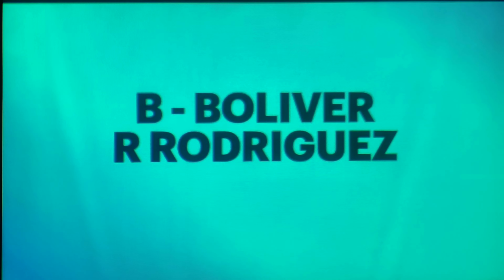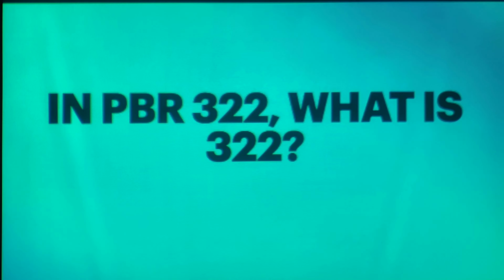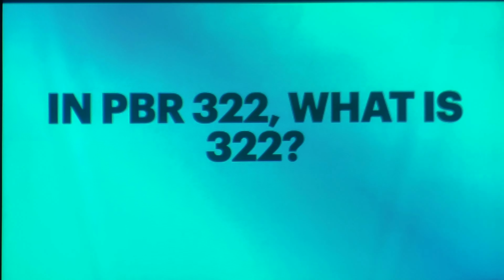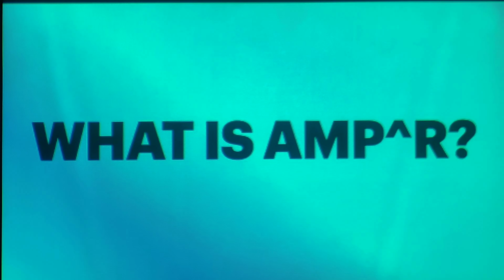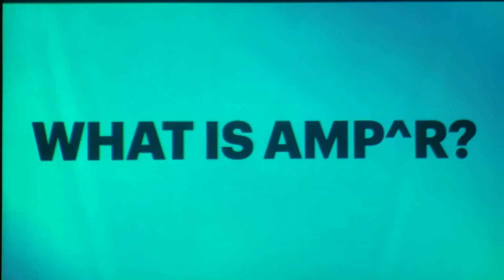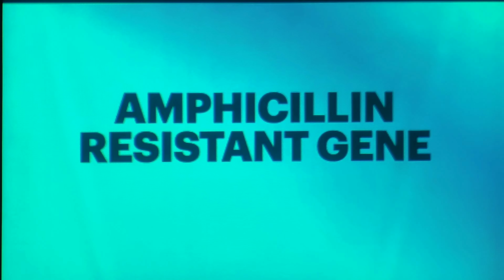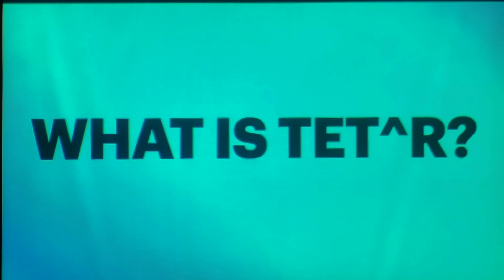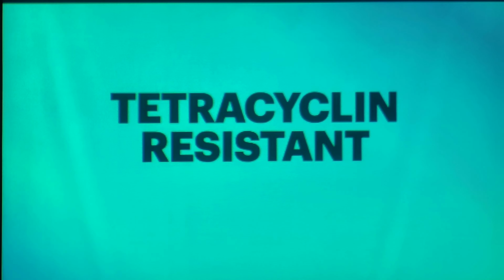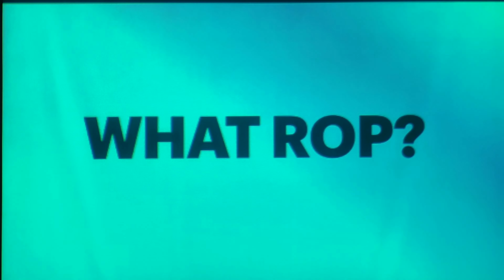Bolivar and Rodriguez. In pBR322, what is 322? It is the number of plasmid developed in the laboratory. What is AMPR? Ampicillin resistant gene. What is TETR? Tetracycline resistant. What is ROP?